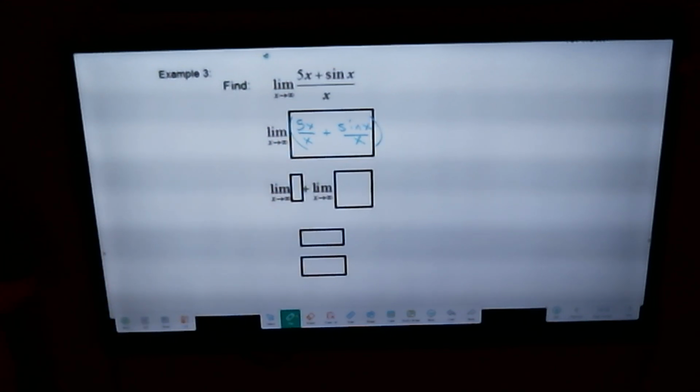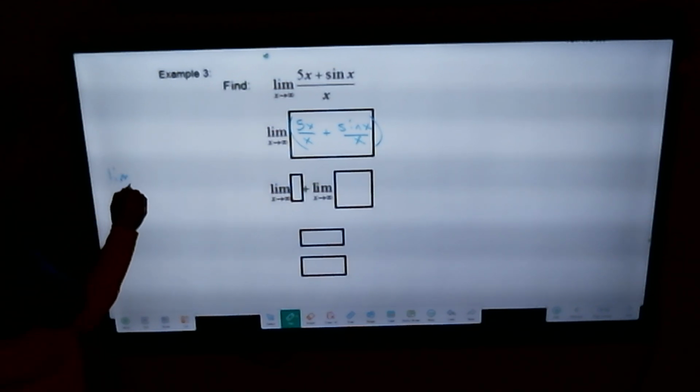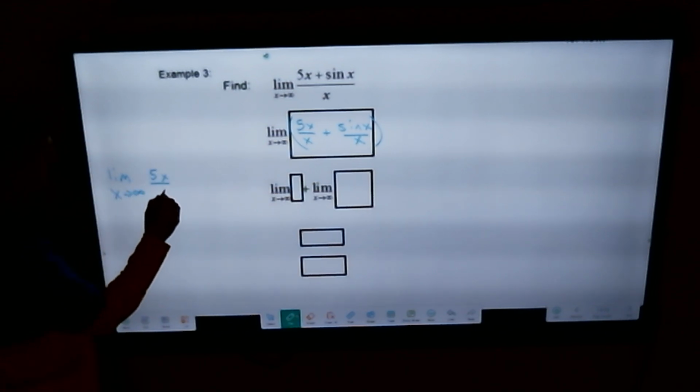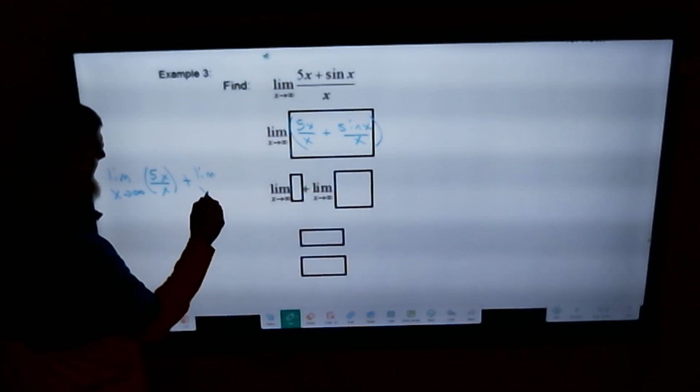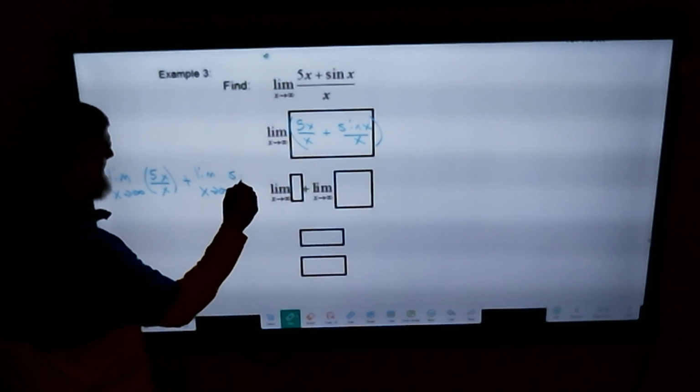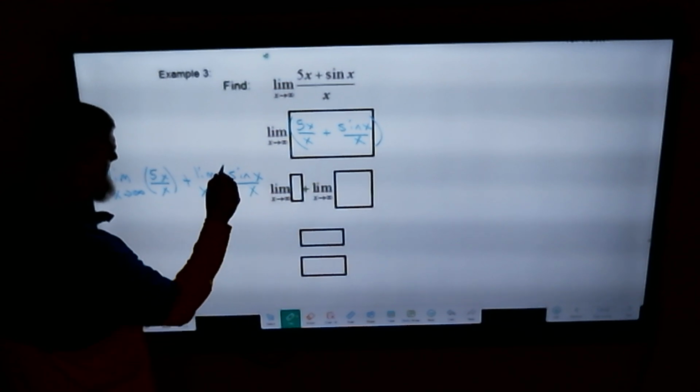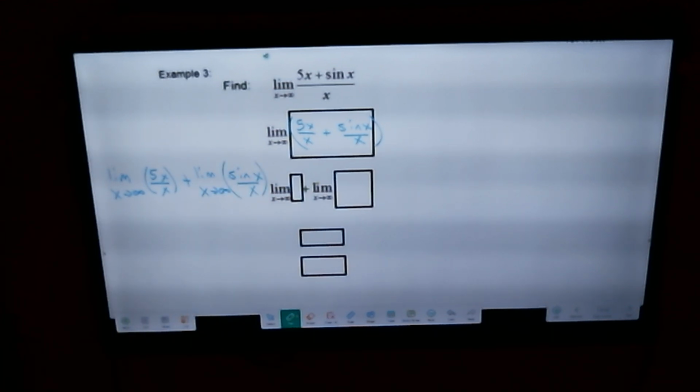That's the same problem, just written in expanded notation, if you will. So that divides it up into two different problems. I wrote it way too small on this one, so I'm going to write it over here. The limit as x approaches infinity of 5x over x, plus the limit as x approaches infinity of sin x over x, because we can add the two limits. We'll take one limit and add it to the other.